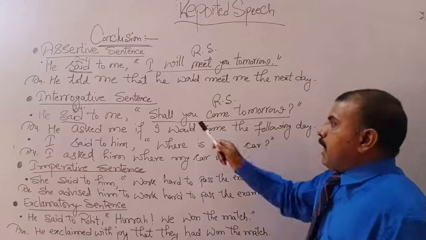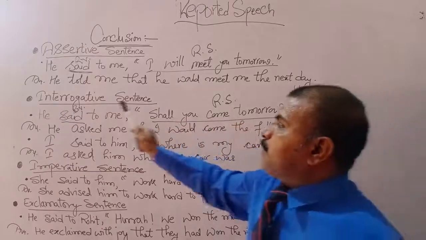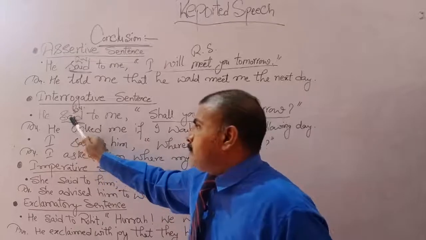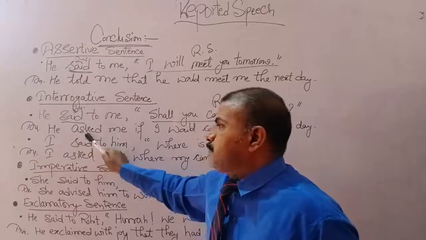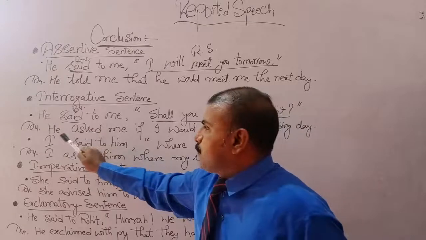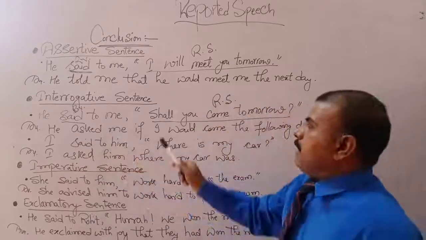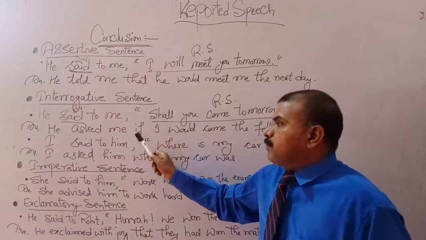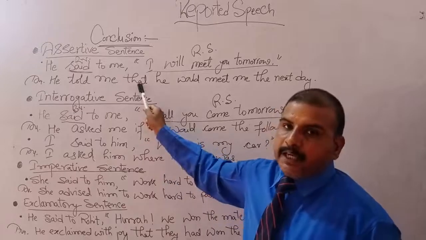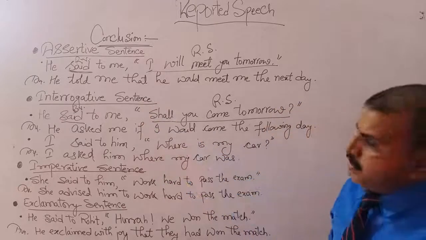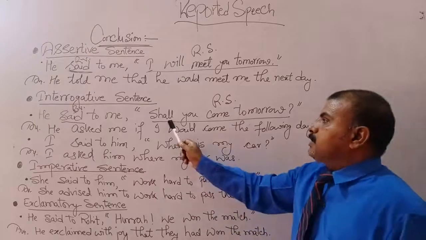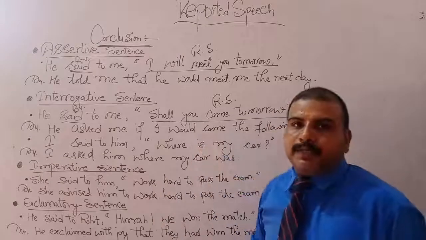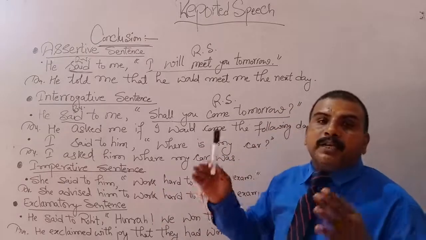So let's see. As it is an interrogative sentence, we change the verb. Said changed to ask, and as the past tense is used here, we use the past form of ask, asked here. So he asked me. Now as your interrogative sentence is built with an auxiliary verb, we use the conjunction if in place of that. Now after the conjunction we need a subject. So what is the subject here? In the sentence shall you come tomorrow, you is the subject and you comes under second person.